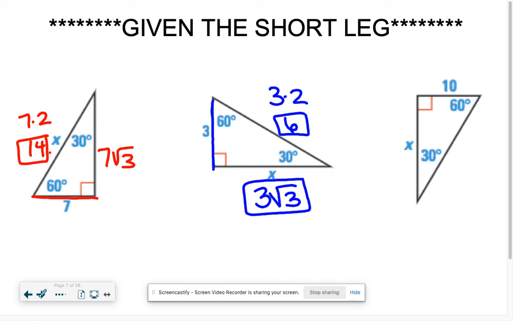And then what would your long leg be? 3 root 3. Yep, 3 root 3. Okay, you guys try this last one. Find both your long leg and your hypotenuse. Do we have to turn the decimals down or can we round? No, just leave it like this. No decimals. Just leave it as the radical.